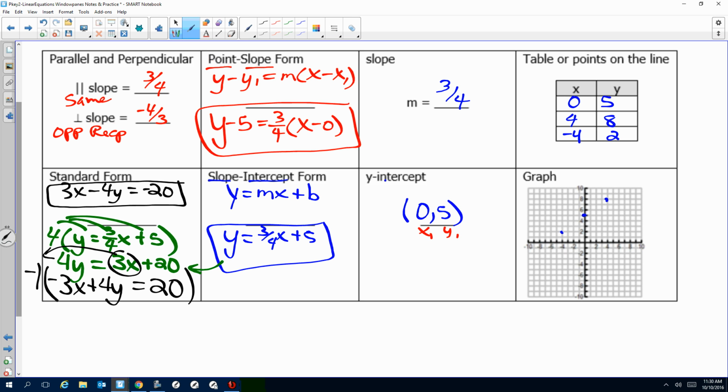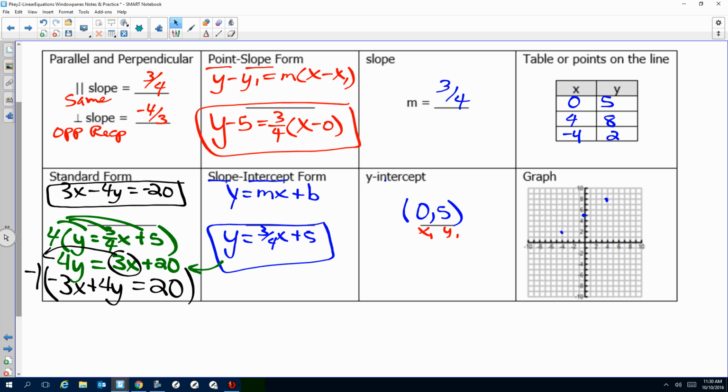Because I multiply by the denominator, the number on the bottom. Whatever the number is on the bottom, that's what I multiply by to get rid of the fraction. No, 4 times 3 is 12, divided by 4 is 3. Yes.